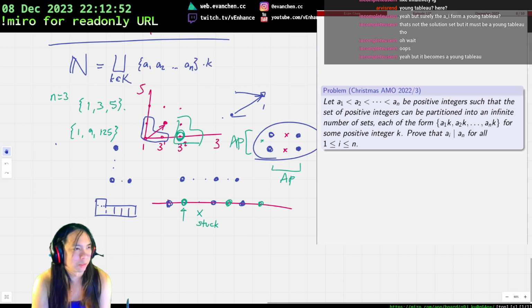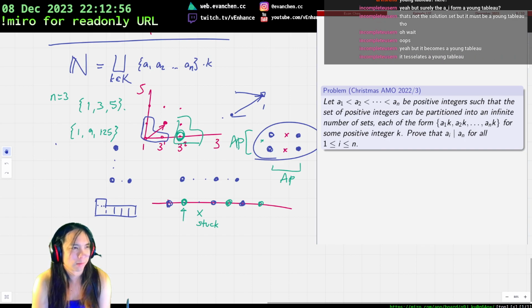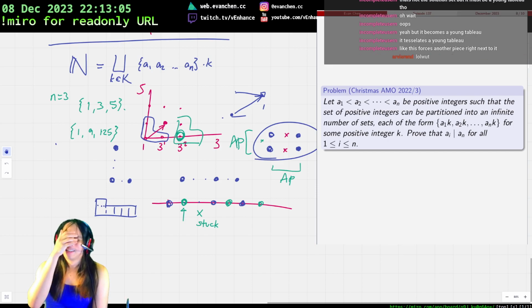What does it mean it becomes a young tableau? Like if you take mod, it tessellates a young tableau. Oh, I see. Yeah, maybe. Okay, fine.